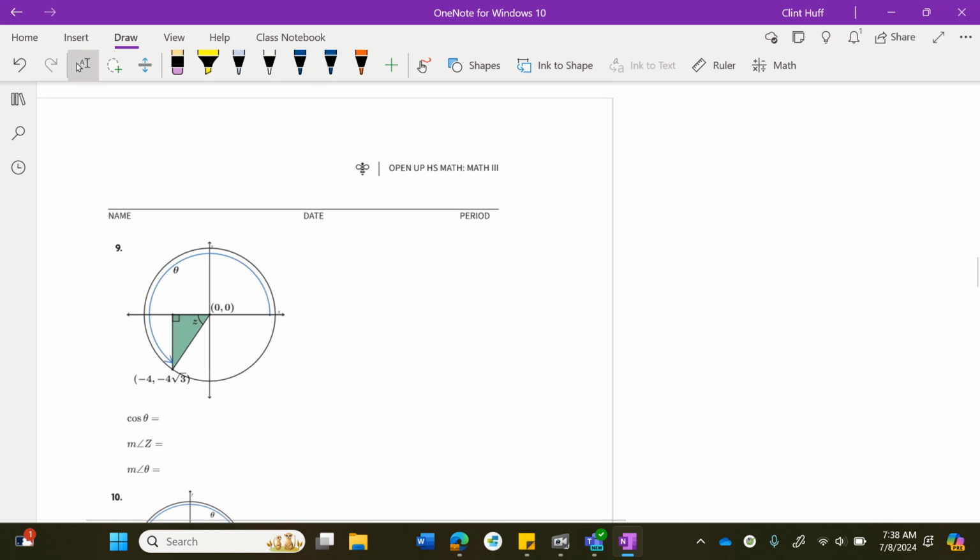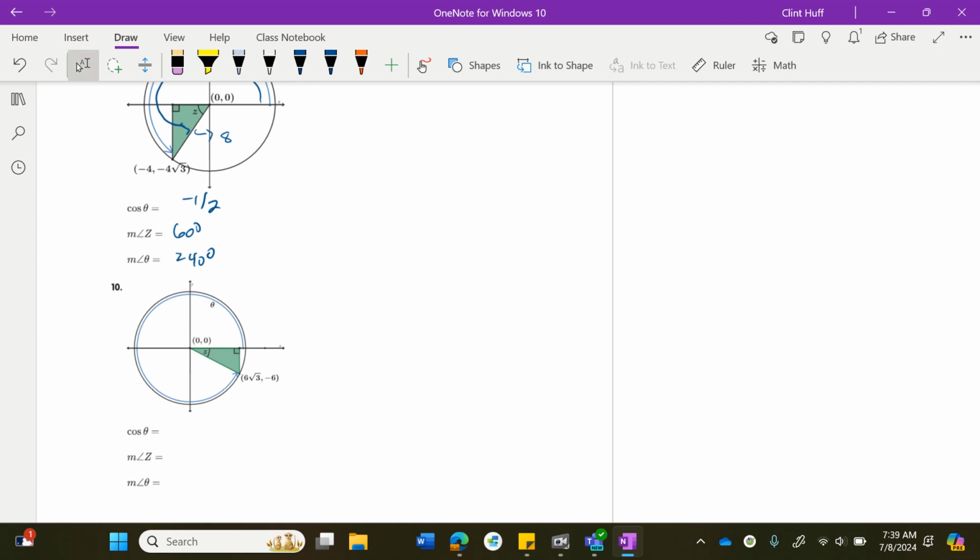All right, on number 9, this is again a 30, 60, 90. So the measure of Z is 60 degrees. Our rotation over to here is 240 degrees, and our cosine this time is going to be negative 1/2. The hypotenuse is 8. The absolute value there, that distance is 8. And so we get negative 4 over 8, which is negative 1/2.